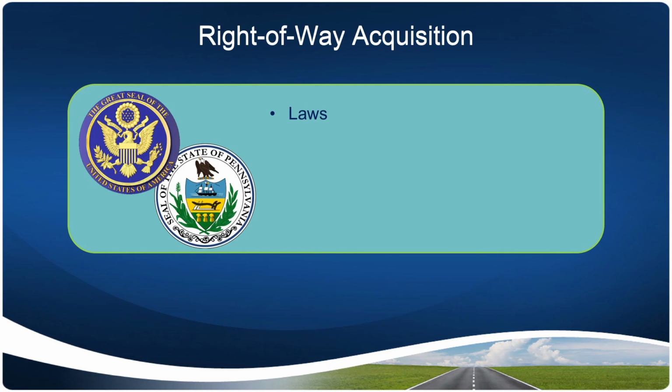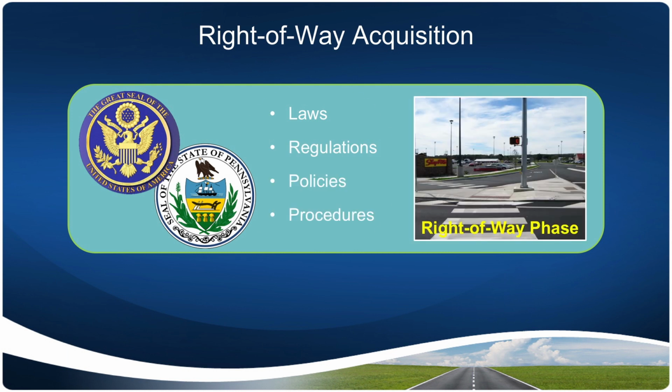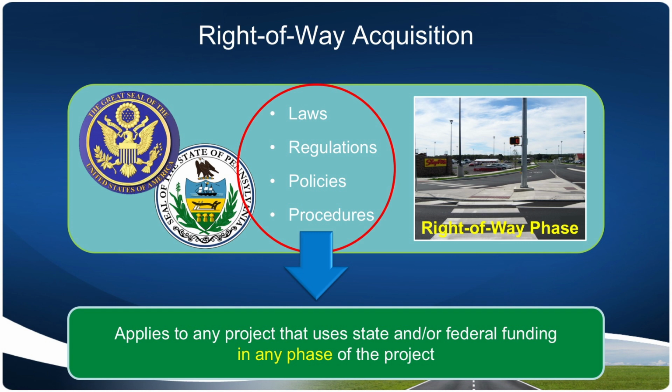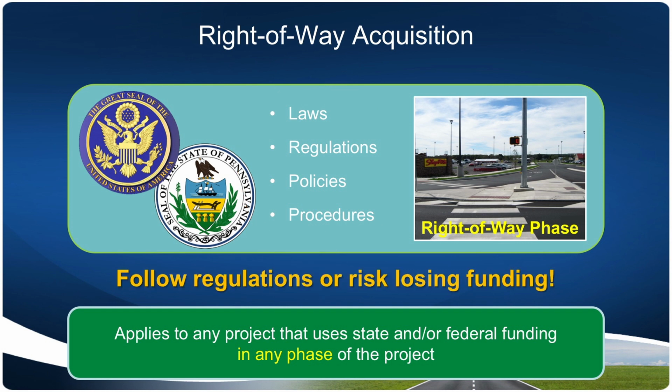Various state and federal laws, regulations, policies, and procedures for the acquisition of right-of-way apply to any project that uses state and/or federal funding in any phase of the project. It is vital that all state and federal regulations are followed in order to not jeopardize funding.